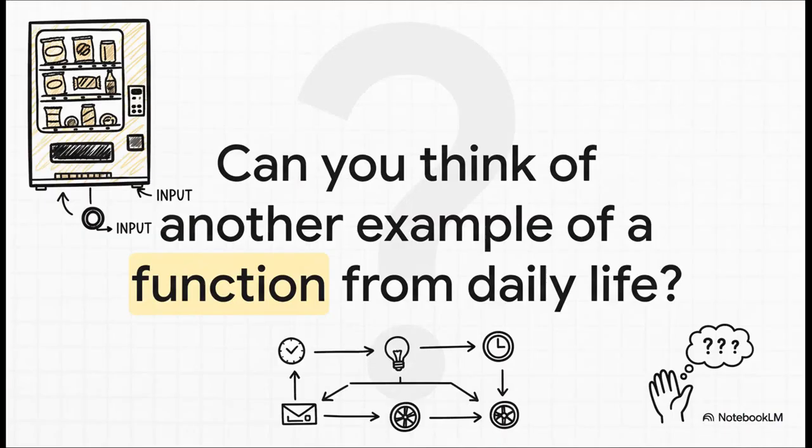Now that you know the big one input, one output rule, I bet you're going to start seeing functions everywhere you look. Think about a vending machine. You press one button, that's your input, and you get one specific bag of chips. That's your output. What are some other functions you can think of in your daily life? It's kind of a fun challenge to look for them.